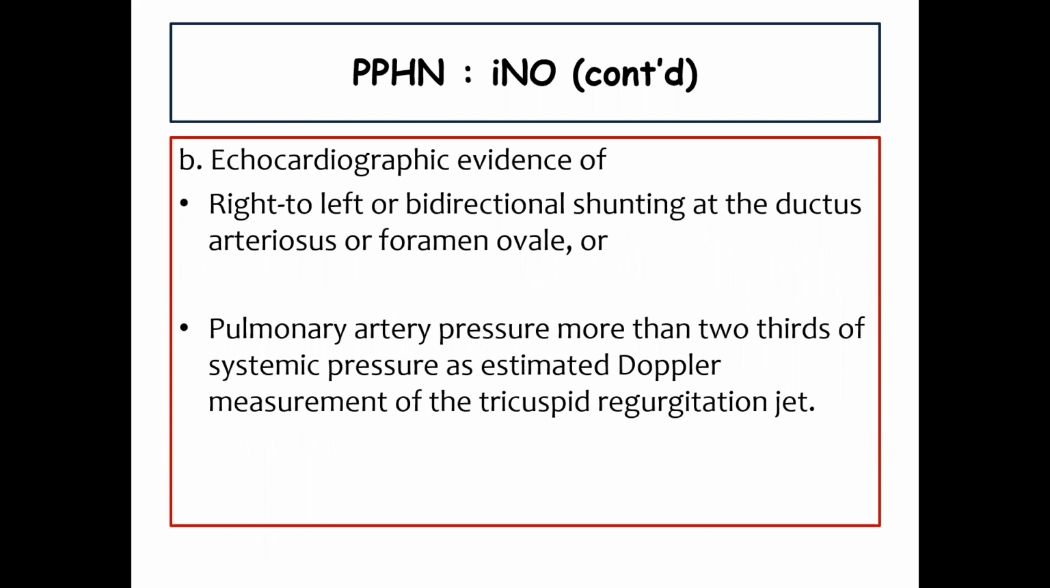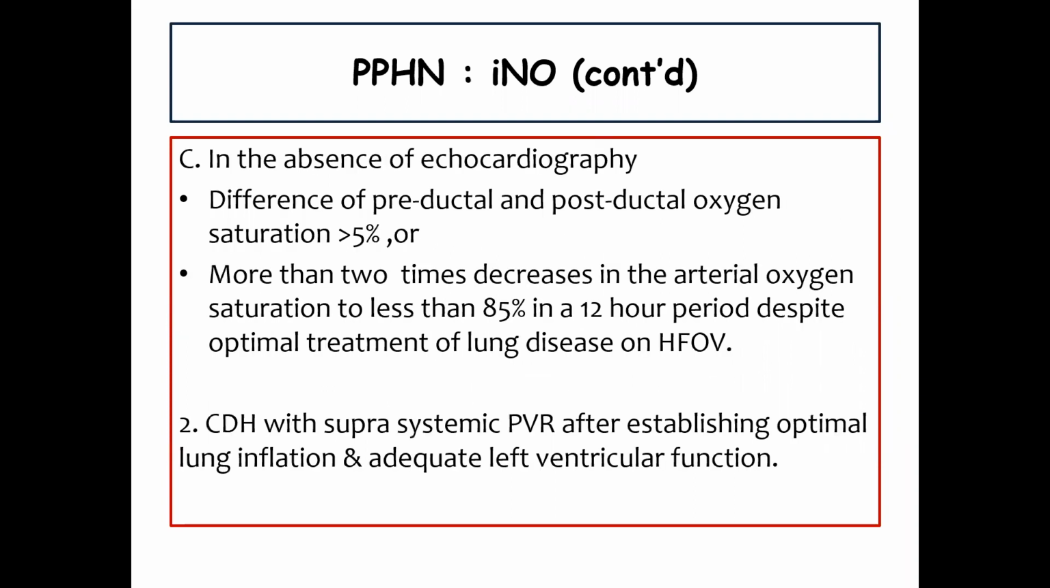indication for nitric oxide, in addition to echocardiographic evidence of right to left shunt across the ductus with elevated pulmonary artery pressure, as estimated by the Bernoulli's equation, which in turn depends upon the assessment of the velocity of the TR jet. So the RVSP is equivalent to RA pressure plus 4 times the velocity of the tricuspid jet. So this helps us in calculating the right ventricular systolic pressure, and this in turn is extrapolated into the pulmonary artery systolic pressure.